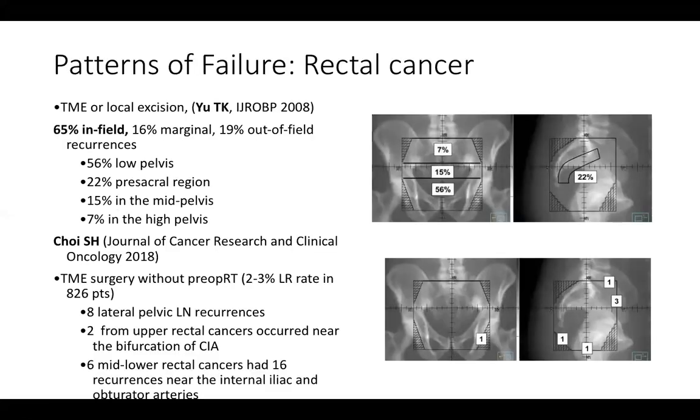But despite that, they further tried to analyze the recurrence patterns. What we have come to see is that most of these recurrences tend to occur in the perirectal region, meaning in the lower pelvis rather than in the upper pelvis. In this 2008 study by Yu et al, they analyzed the site of the recurrences and found that 65% were infield, that means locally, in what they had already irradiated. And of the 65%, around 56% were in the lower pelvis.